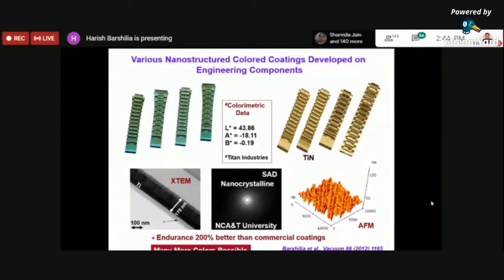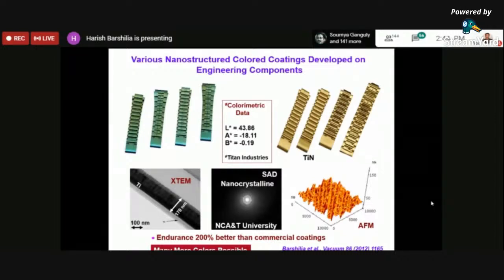You can just see that whatever wrist watches you are wearing, there will be some golden color coating. That golden color coating is nothing but titanium nitride coating. How is the titanium nitride formed? We take a titanium plate, and then nitrogen is allowed to flow in the vacuum chamber, and this nitrogen reacts with titanium atoms. It forms the titanium nitride. It has a golden color.